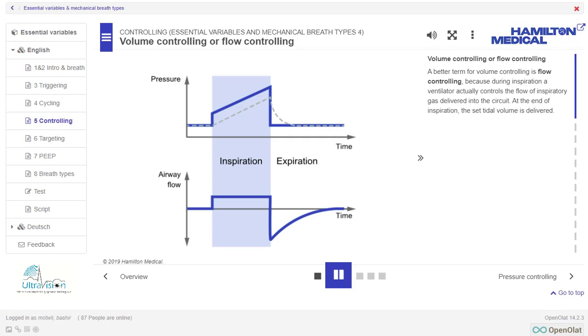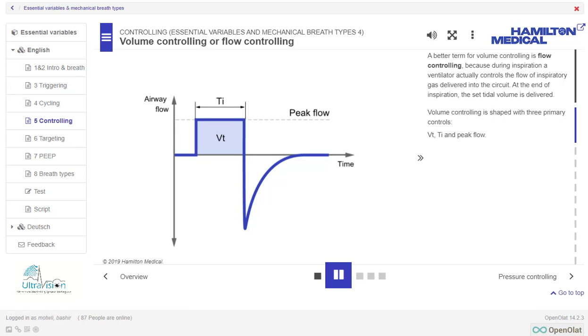Volume controlling, or flow controlling. A better term for volume controlling is flow controlling, because during inspiration a ventilator actually controls the flow of inspiratory gas delivered into the circuit. At the end of inspiration, the set tidal volume is delivered.